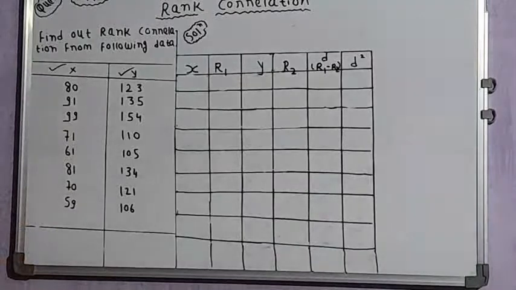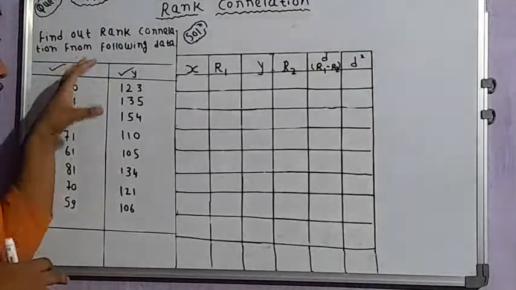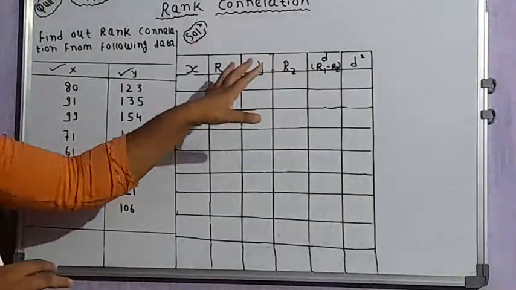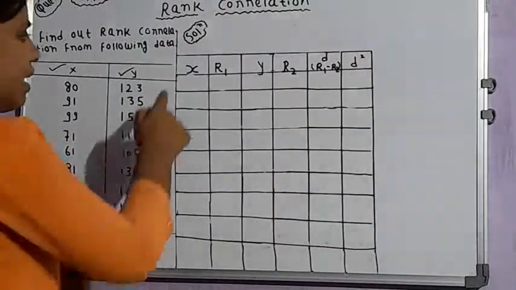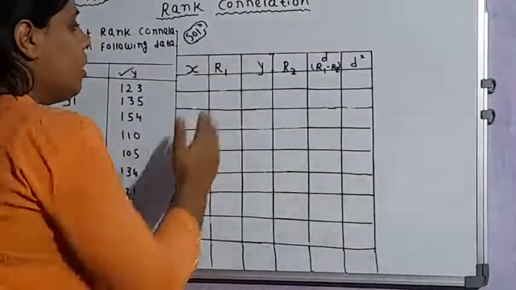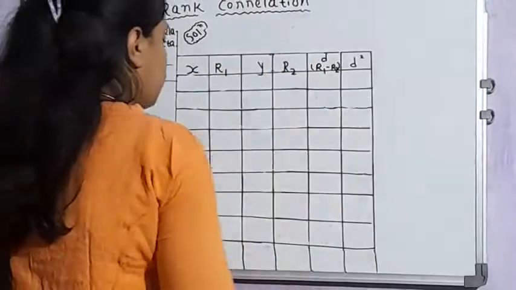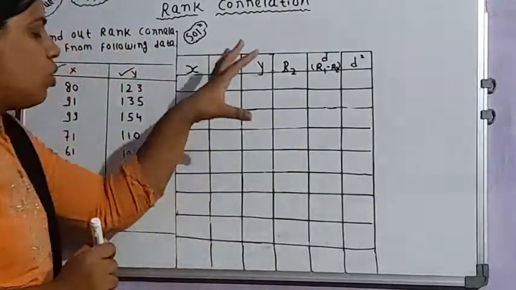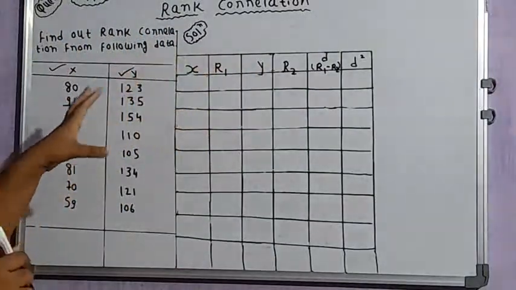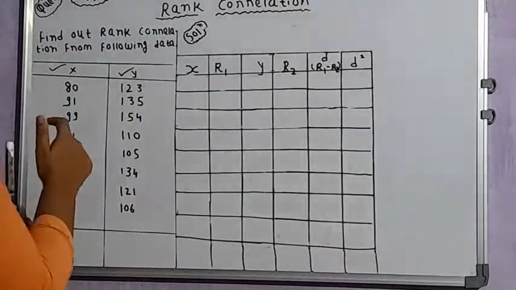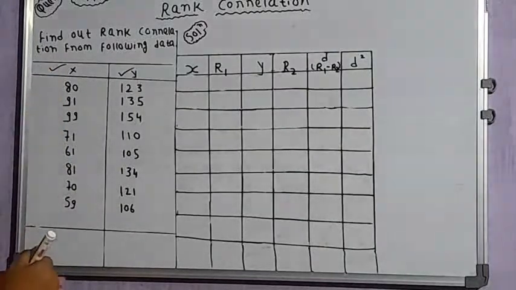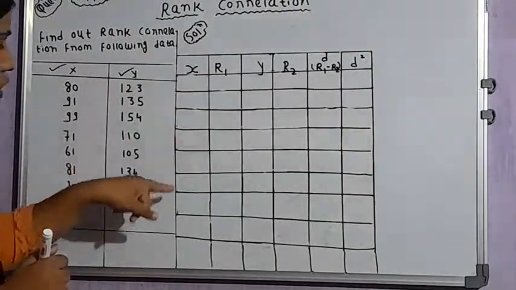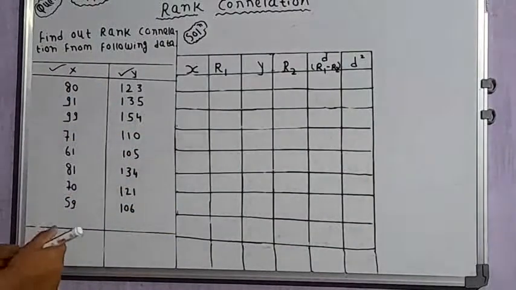What information has been given in the question? We have been given x series and y series, so we are going to copy this information into the preparation chart. Our preparation chart consists of 6 columns: x column, r1 column, y column, r2 column, d means deviation column, and d square column. Out of the 6 columns, we can fill 2 from the question, that is x and y. In x series we have been given a number of items that we are going to put in the x column. So let's see what has been given.